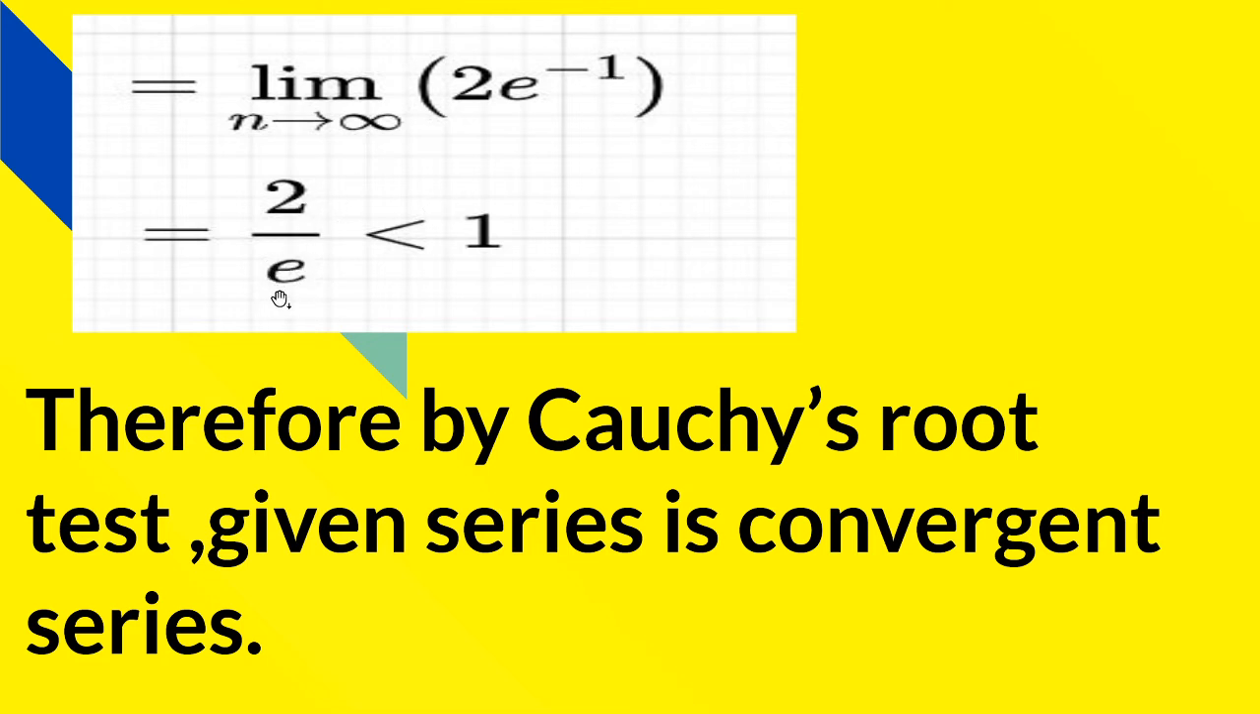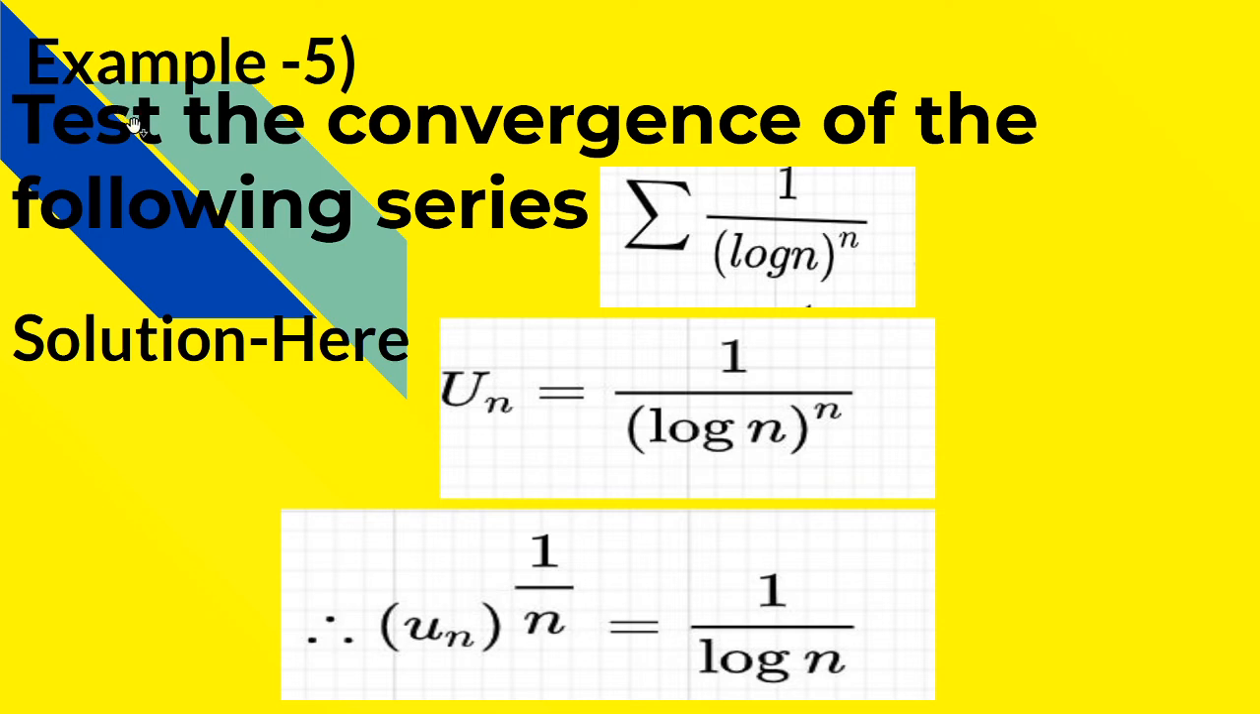E lies between 2 and 3, and therefore 2 upon e will be less than 1. And therefore, by Cauchy's root test, the given series is a convergent series. See the fifth example. Test the convergence of the series summation (1 upon log n) raised to n.